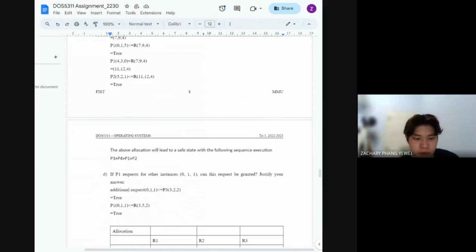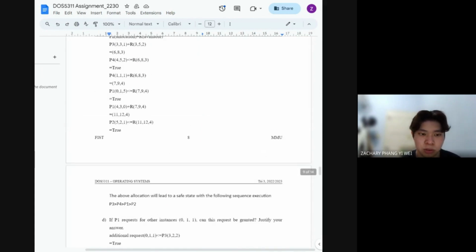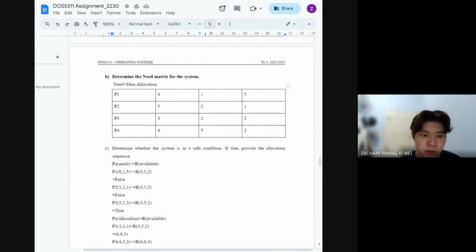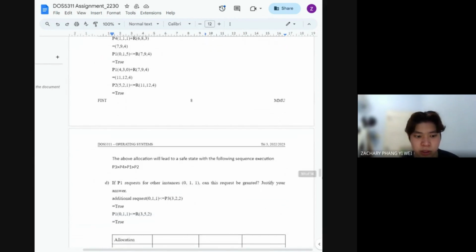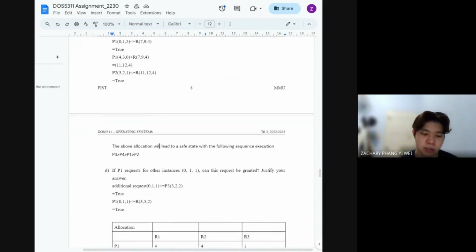Okay, so for part D, P1 requests for other instances, which is 011. So we must justify the answers. For the additional request, take 011, the new additional request. Then we take P3 from the need table, which is 322, and it's bigger, so it's true. The next one is we take the available to see if it's larger than 011. Yes, it is larger, and it's true.